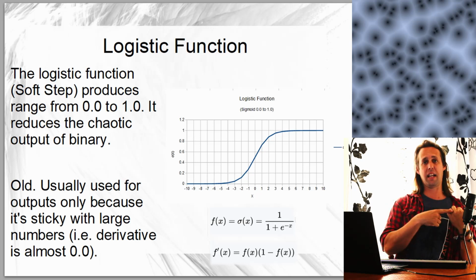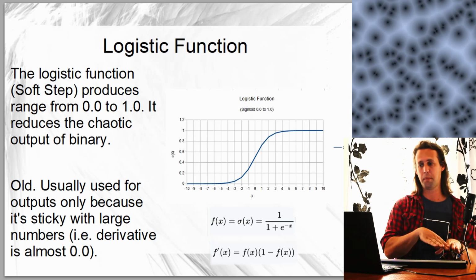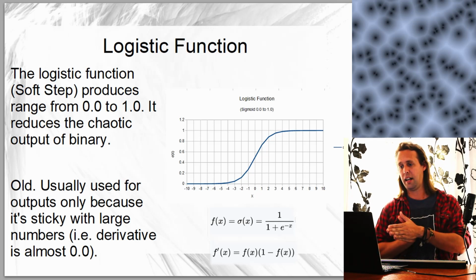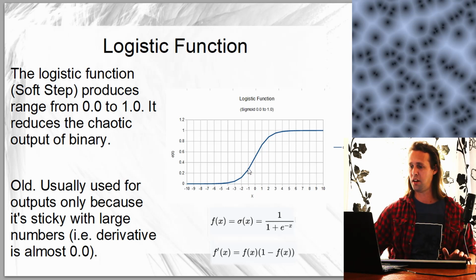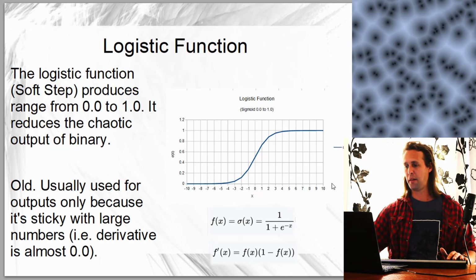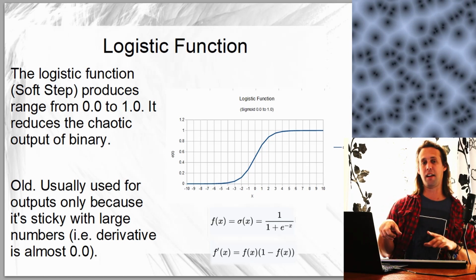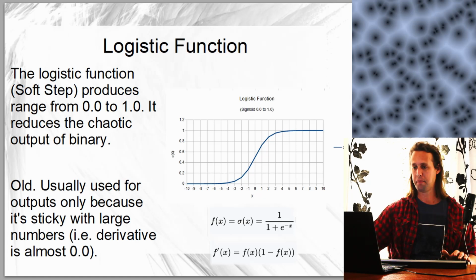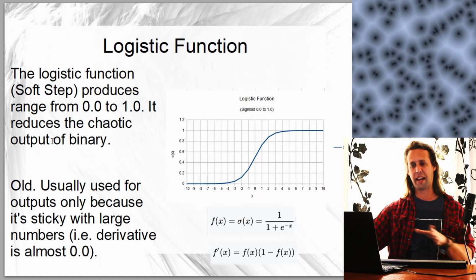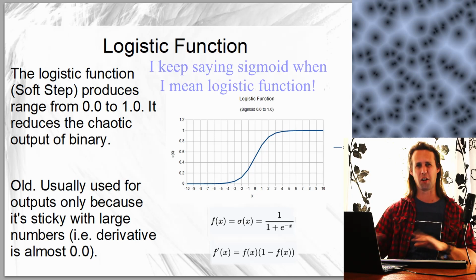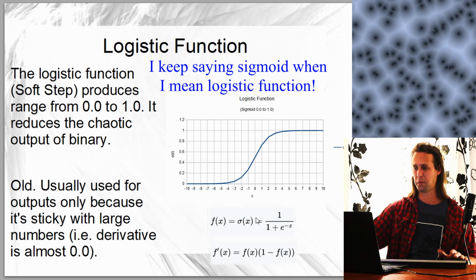With very large negative values it is very close to 0, and then as you approach 0 with your input x value, the sigmoid suddenly has this S-shaped curve that gives it its name. With very large positive values, the sigmoid return value will approach 1. So we get a range of 0 all the way up to 1, and it reduces the chaotic output of binary. The sigmoid softens the logic a little bit for us, which is really nice.